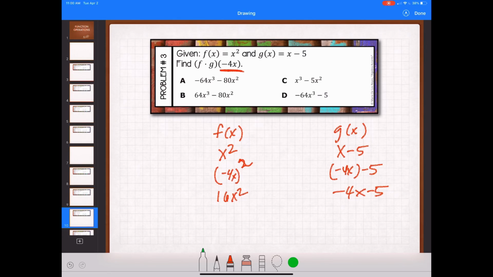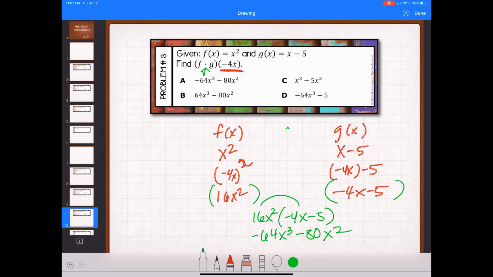Then I'm going to do the operation, which is to multiply. So I need to take this and multiply it by this. So I have 16x squared times negative 4x minus 5. Distribute. 16 times negative 4 is negative 64. X squared times x is x cubed. 16 times negative 5 is negative 80x squared. So the answer choice is A.